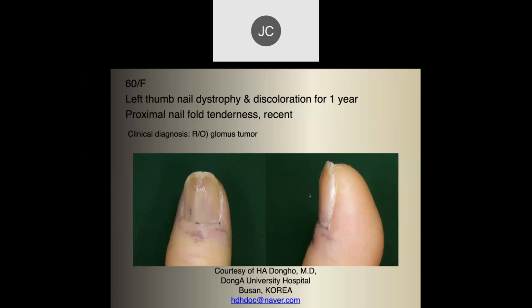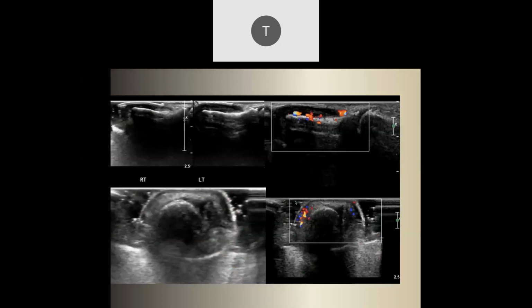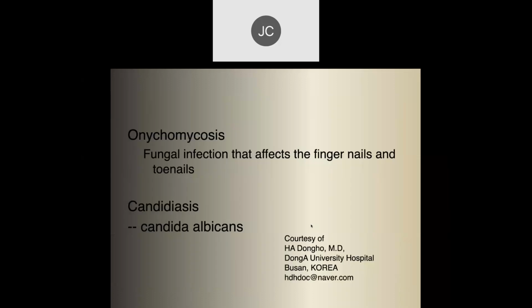Alrighty, Tayson. Left thumbnail dystrophy and discoloration for one year. Rule out glomus tumor. So what do you see here? Some changes to the skin surrounding the nail bed, and then maybe a little lesion coming out of the nail. This is kind of what it looks like. This is the nail up here, and that's the nail bed underneath it. And you can see some hyperemia on the ultrasound.